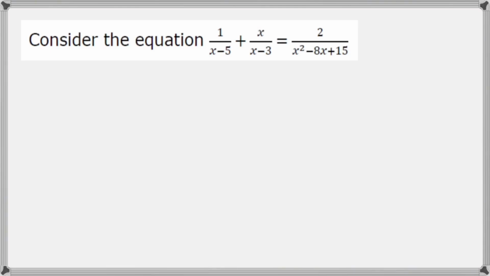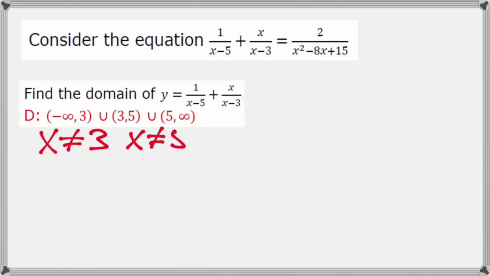Consider the equation 1 over x minus 5 plus x over x minus 3 equals 2 over x squared minus 8x plus 15. Let's talk about a couple review concepts really quickly just to make sure we're prepared for the content that's going to appear in this video. For instance, you should be able to notice that the left half of this equation, if you were to make it its own equation with a y equals in front of it, would have a domain of x not being equal to 3 nor x being equal to 5.